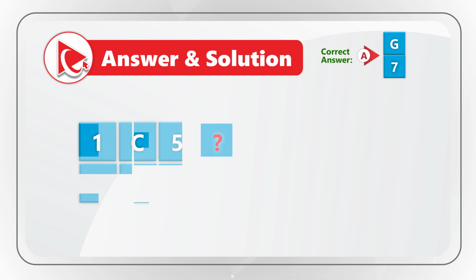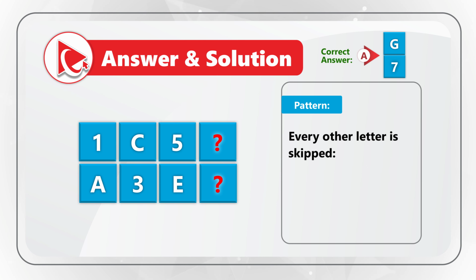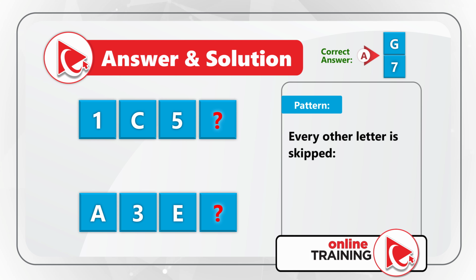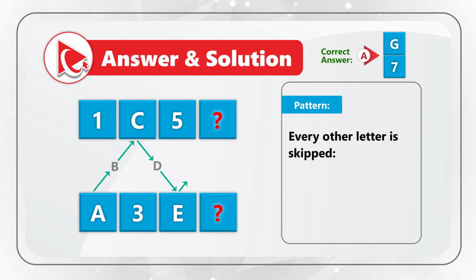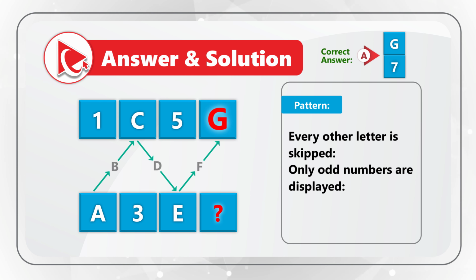I see the pattern that every other letter here is skipped. Let's take a look. If we start with the bottom letter A, then comes letter B, but then we see letter C in the second column. Then comes letter D, which is skipped, and then we see the letter E, which means that the letter F will be skipped, and we will see the letter G. Same is true for the numbers, because only odd numbers are displayed. We see numbers 1, 3, and 5. Numbers 2, 4, and 6 are skipped, which means that the missing number is 7. This is why I believe the correct choice here is choice A, G7.